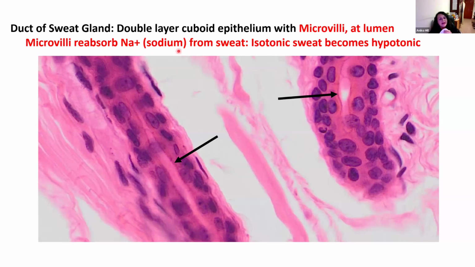Okay, so what is the microvilli doing in these ducts? They are reabsorbing sodium from the sweat. We all know that sweat is salty, but we also know that sodium is very important in many physiological processes. So the body is trying to preserve, to save some of the salt from the sweat. So the isotonic sweat that usually comes out becomes hypotonic after the reabsorption of the sodium.